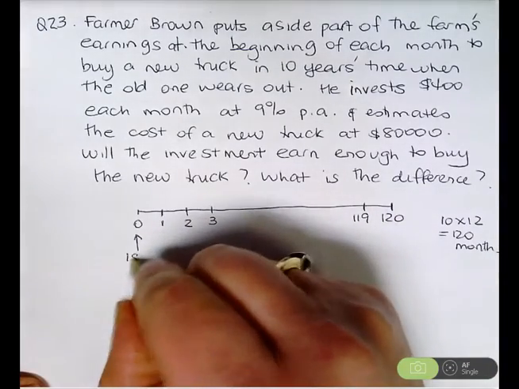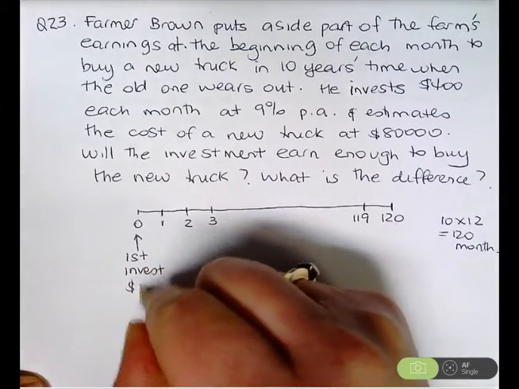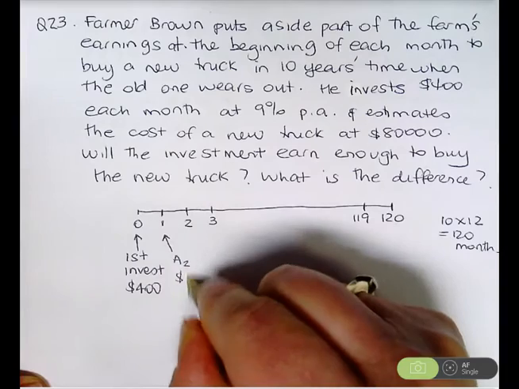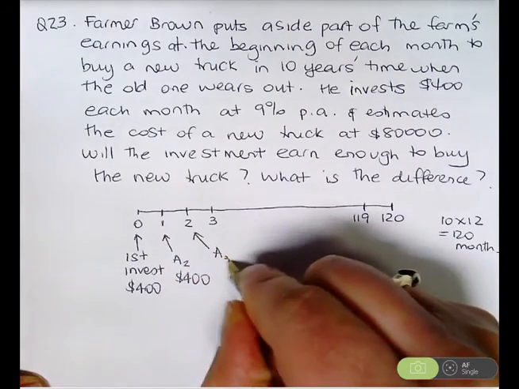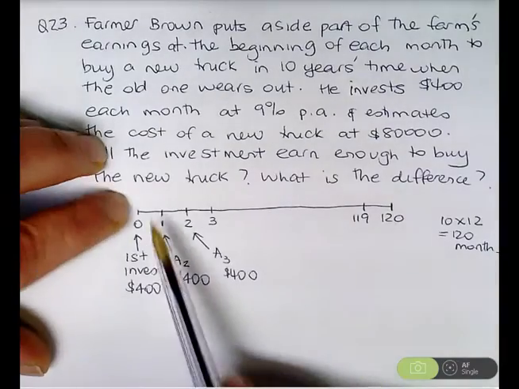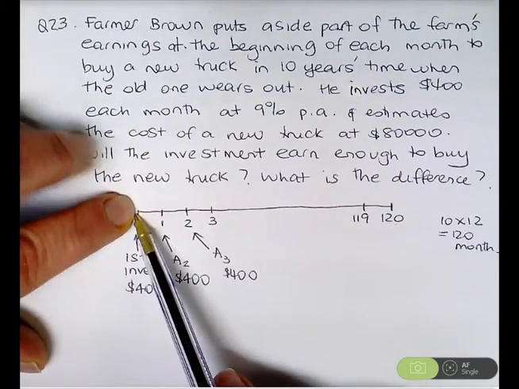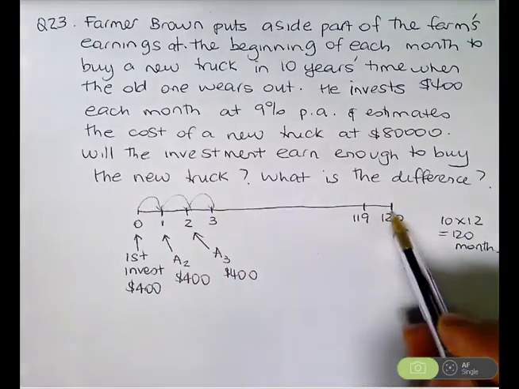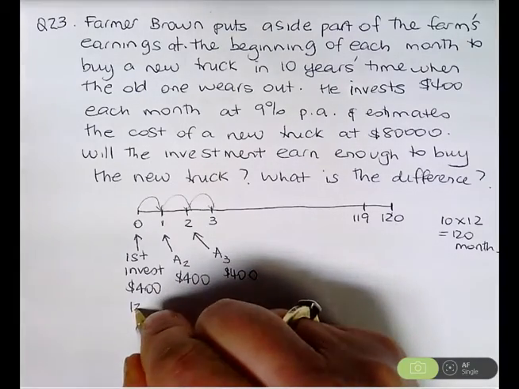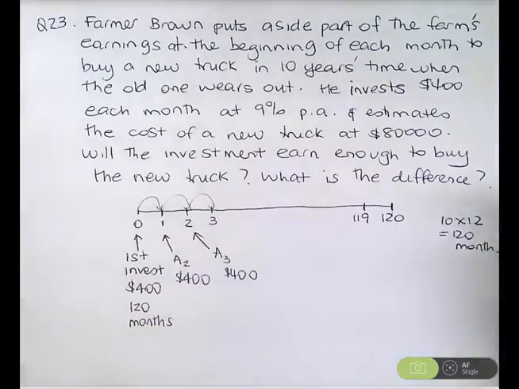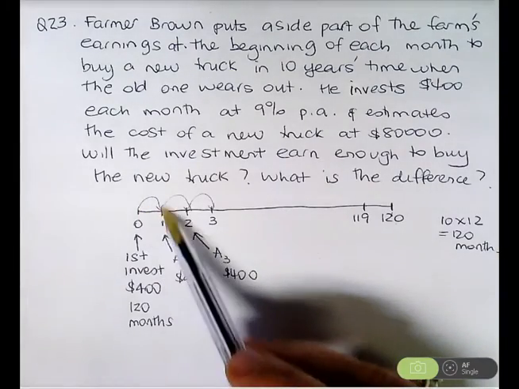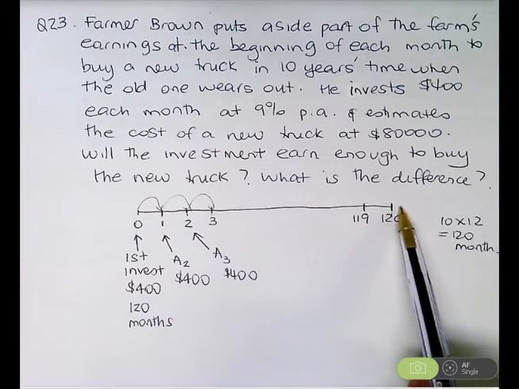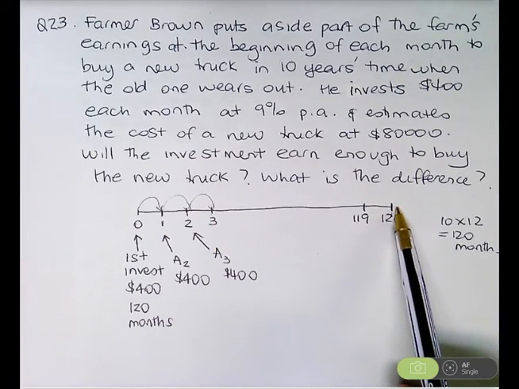So this is my first investment of $400. That's A1. This is A2, second investment of $400, etc. A3 of $400. Now, this first investment, if I go from 0 to 1, that's 1 month, 2 months, 3 months. So when I end on the 120, that is for 120 months. That first investment will be for 120 months, and when I land on 120, that will be the 120th month that stays in.